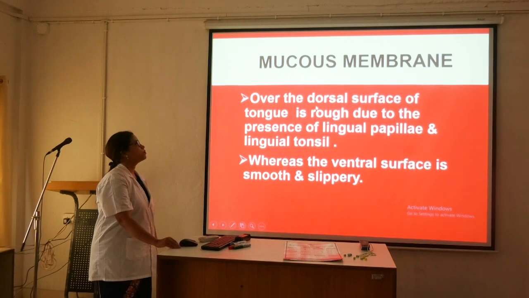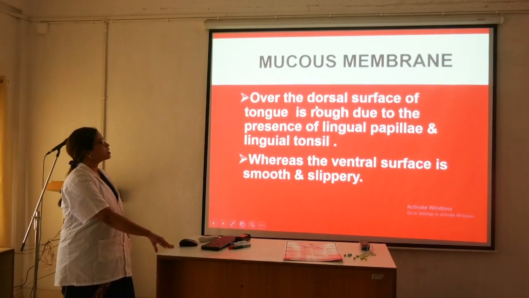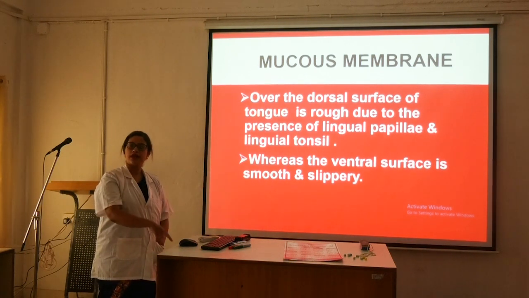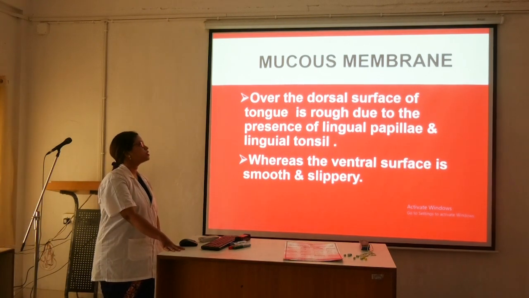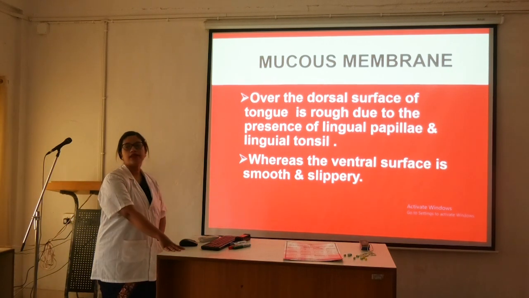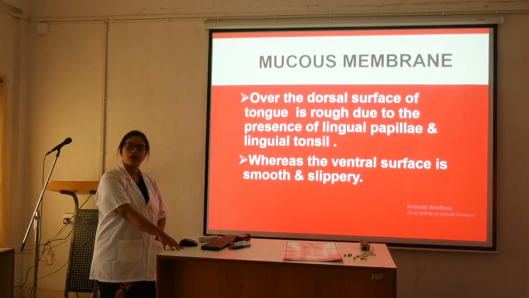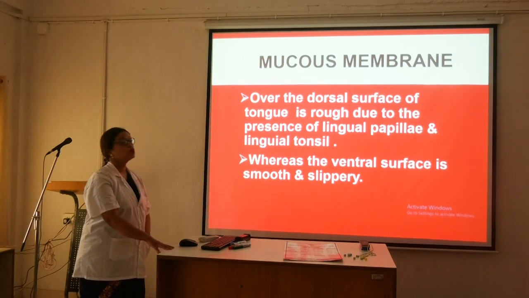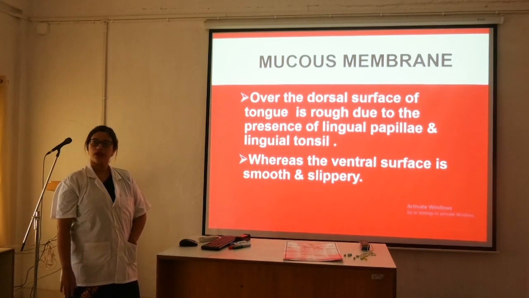So now the mucous membrane. The dorsal surface of the tongue is rough. Why is the dorsal surface rough? The explanation is the presence of the lingual papillae and the lingual tonsil. Because of the papillae this surface is rough, but if you look at the ventral surface, it will be smooth. Whereas the ventral surface is smooth and slippery.